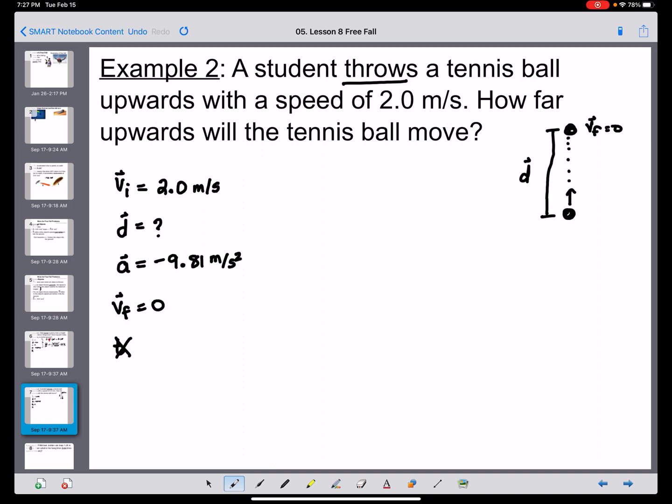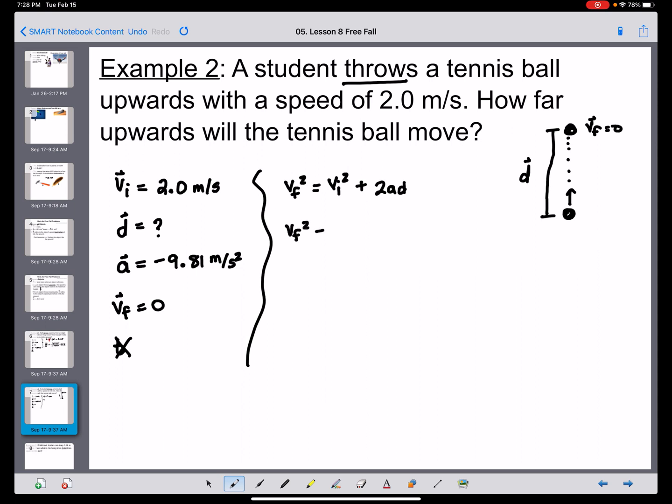So when I find a formula, I'm gonna look for one that doesn't have T in it. So take a sec to think about what formula that might be. Pause the video if you need to. And the formula that does not have T is this one here. VF squared equals VI squared plus 2AD. And we're gonna rearrange that for D.